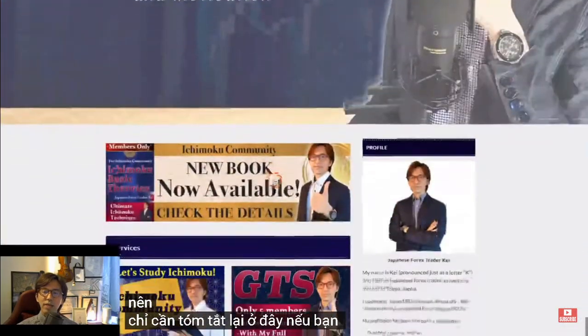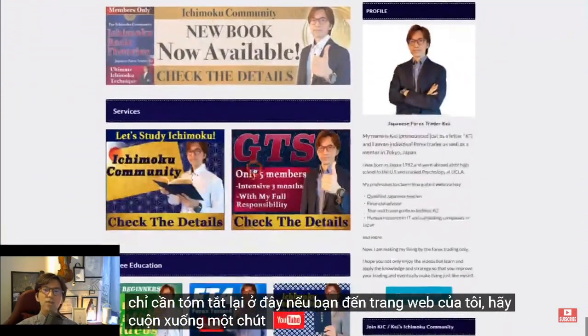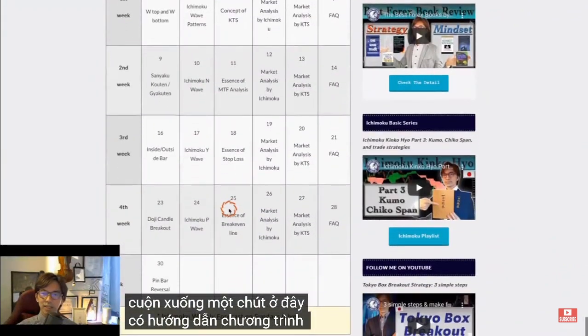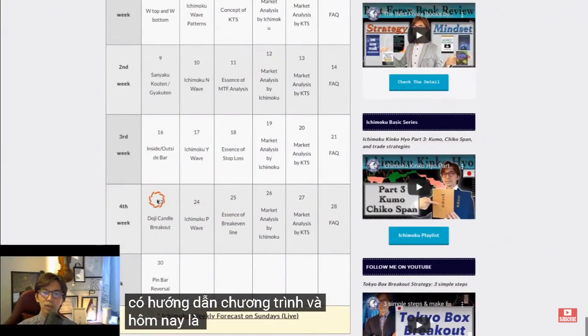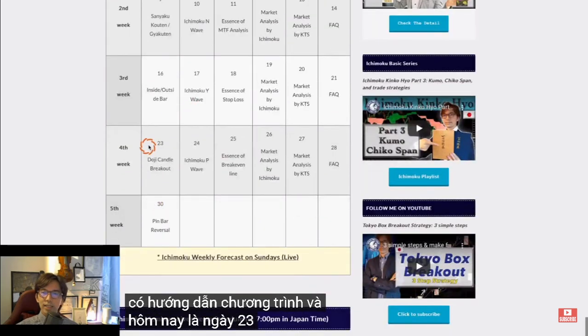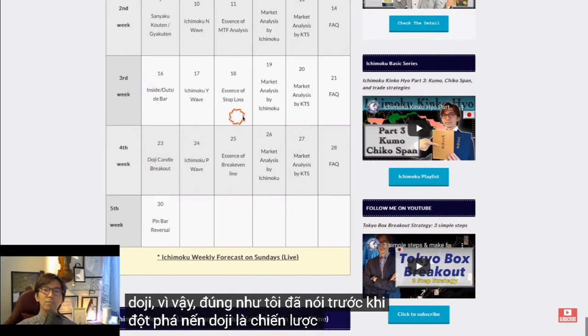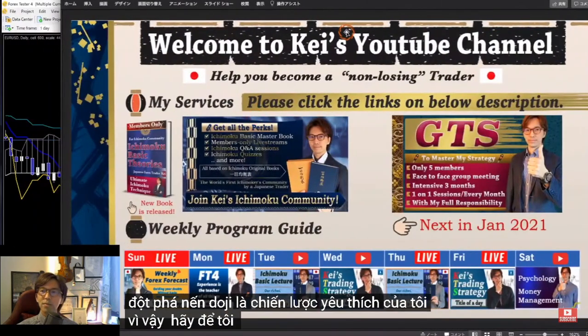Just a recap here. If you come to my website and scroll down a little bit, there is a program guide, and today is the 23rd of November, which is the doji candlestick breakout strategy. Like I said before, the doji candle breakout is my favorite strategy. So let me present it right now.